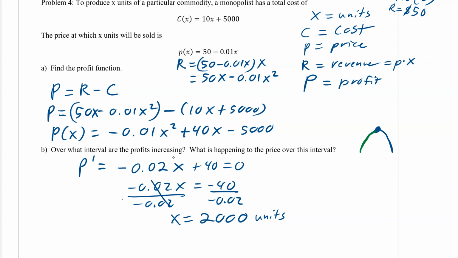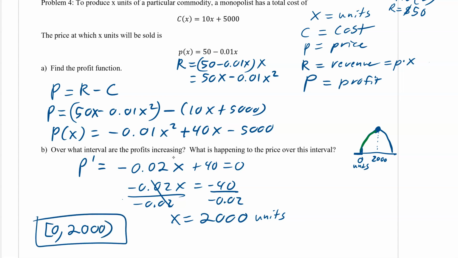So if you think about it here, that is an X of 2,000. And our profits can only start when we sell 0 units. So our interval of increasing for profits would be from 0 to 2,000. That would be our interval of increase. So over what interval are profits increasing? The interval from 0 to 2,000.